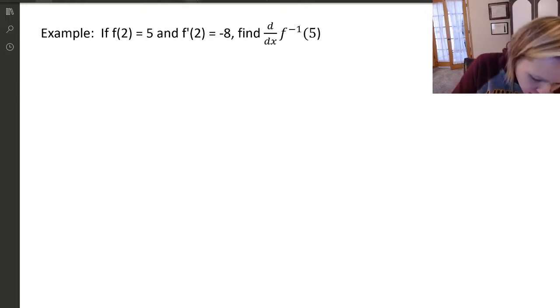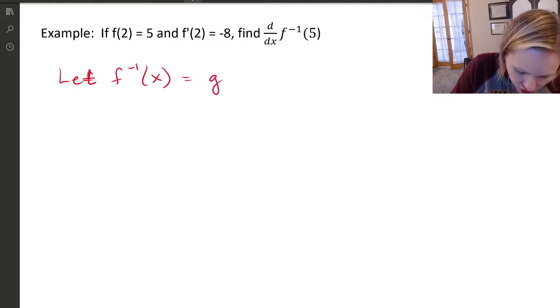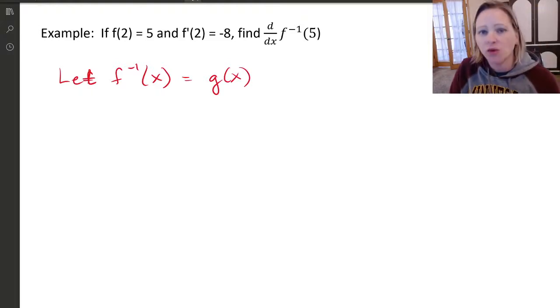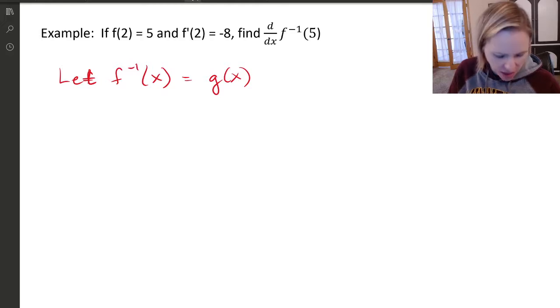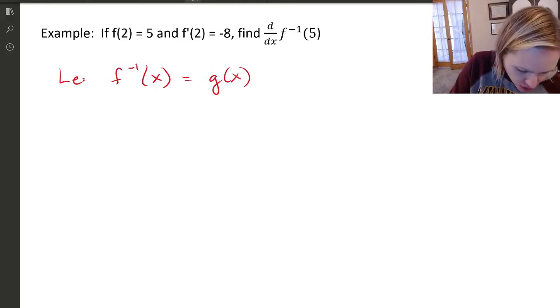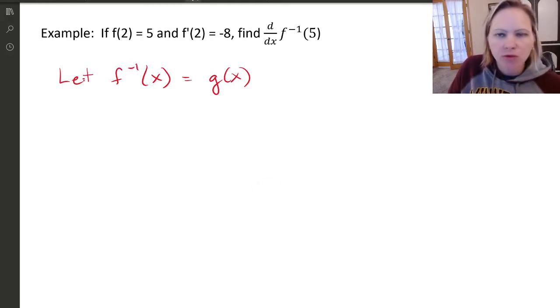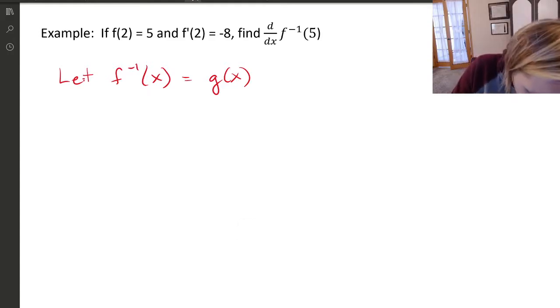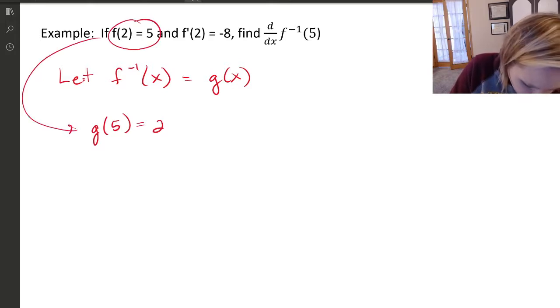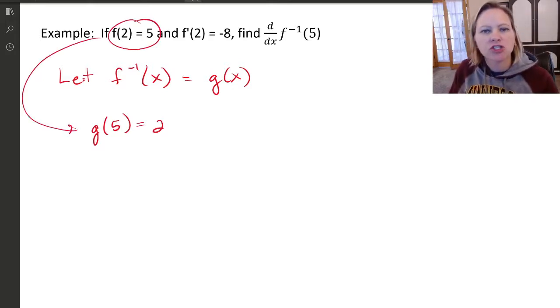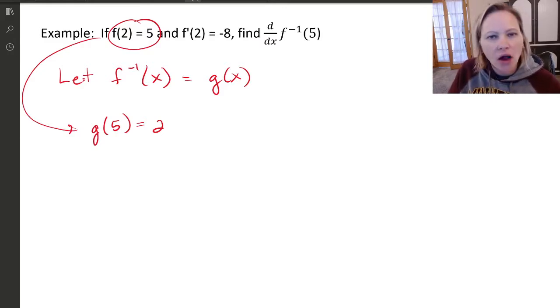So the first thing I'm going to do is say let f inverse of x be defined with the letter g of x. I always want to write that down. I don't want to assume that whoever's reading my paper is going to make that connection. So I always want to really well define things if I'm going to replace them or rename them. And then we're going to say g of 5 equals 2. So I'm going to take this information, flip-flop the domain and the range, and make that equivalent statement. Now I have everything I need.